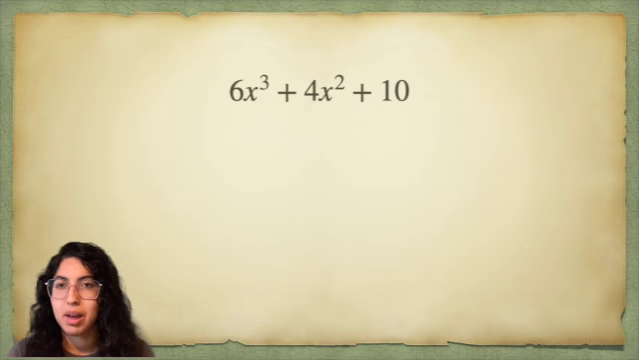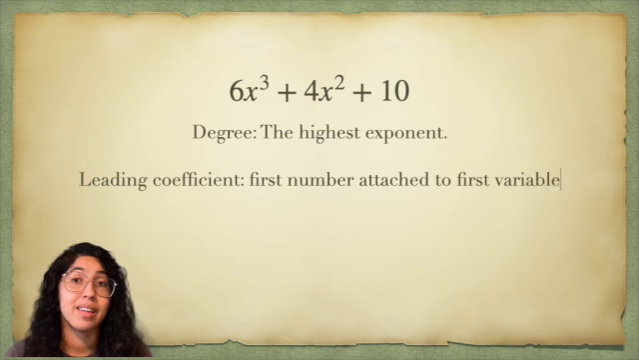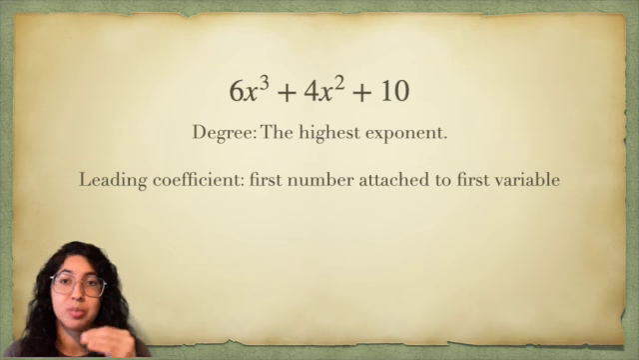But I don't want to name it. I want to actually tell the degree and the leading coefficient. So first off, the degree is my exponent. So when I'm talking about, well, what is the degree of this polynomial? I just want the highest exponent.